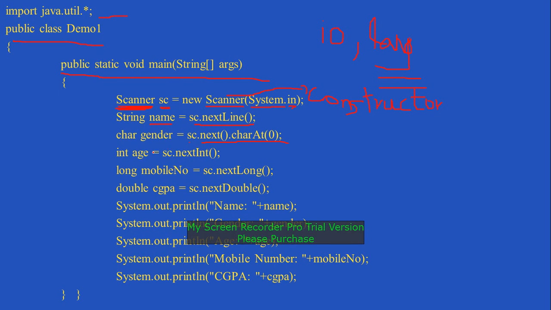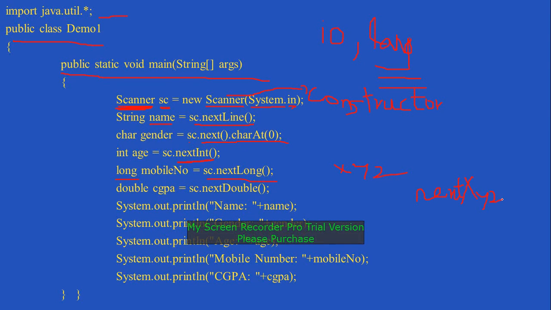as input, and followed by int age equal to, if I want to get a number as input, then we can use nextInt(). If I want to get a long as input, then we can use nextLong(). That is for each and every one. If I want to get some data type which is of XYZ, then we can use nextXYZ(). It is very easy to remember.